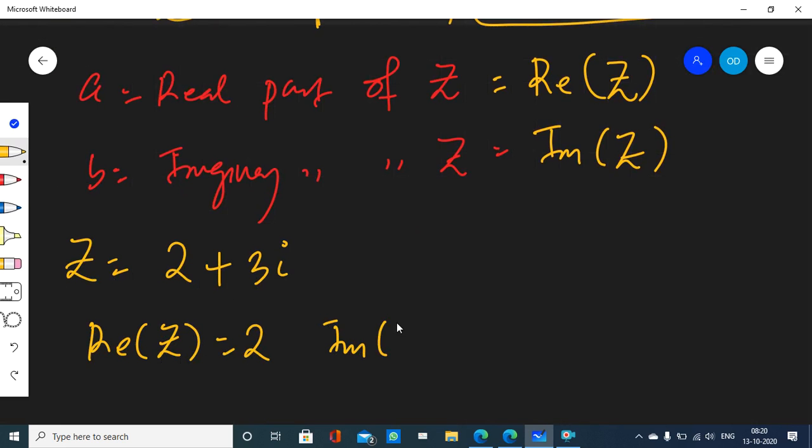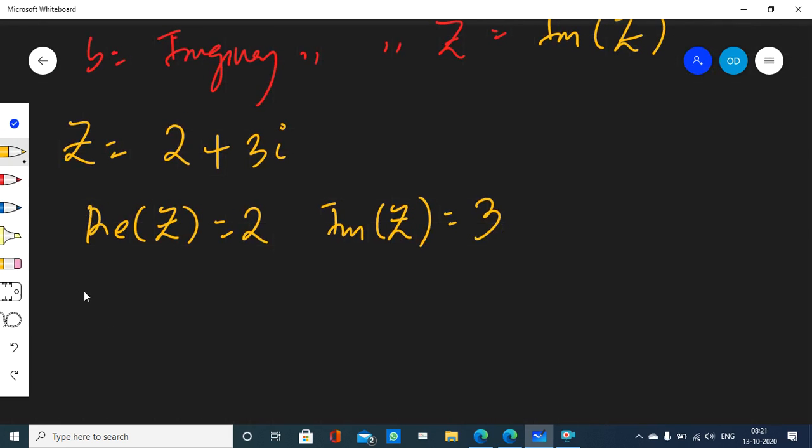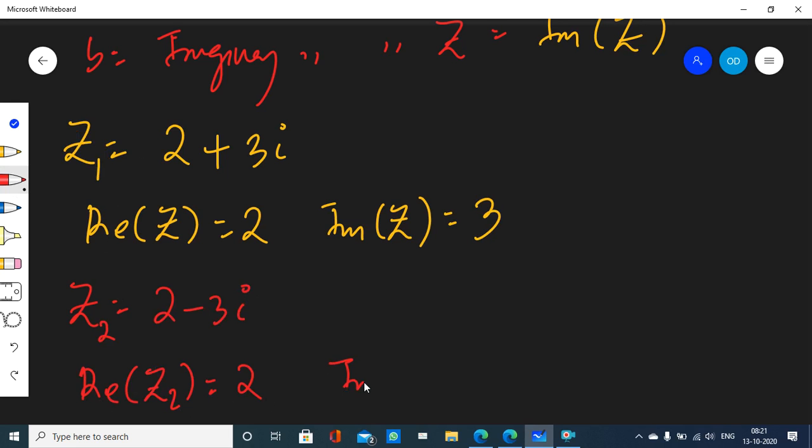And what is the imaginary part? Guys, cooperate. What is the imaginary part? 3. Okay. And if your complex number z is equal to 2 minus 3i, so this is z1 and this is z2, suppose. What will be the real part of z2? 2. And what will be the imaginary part of z2? Minus 3.